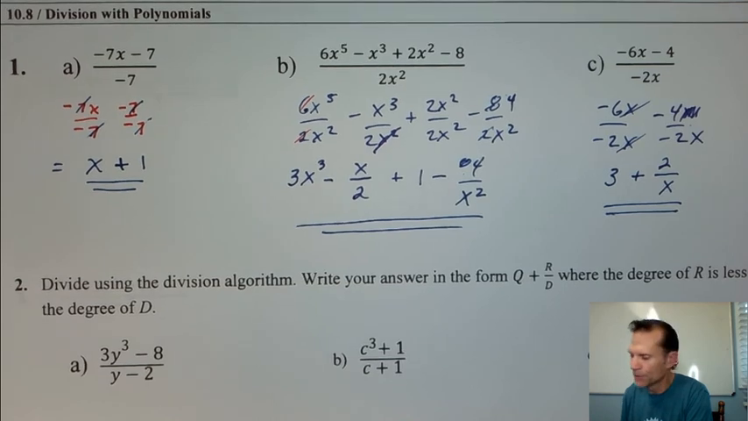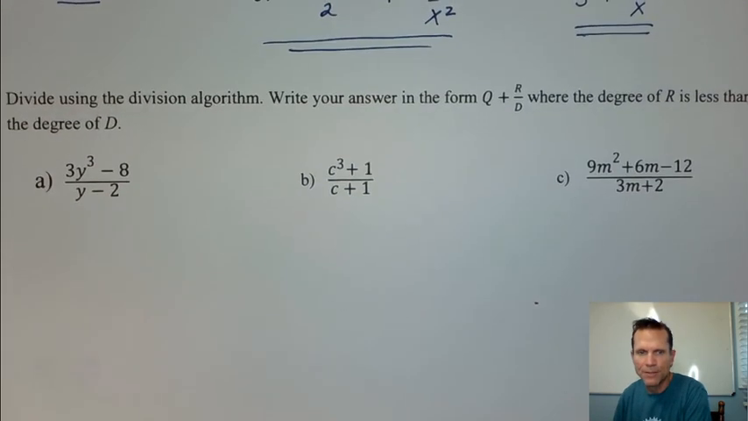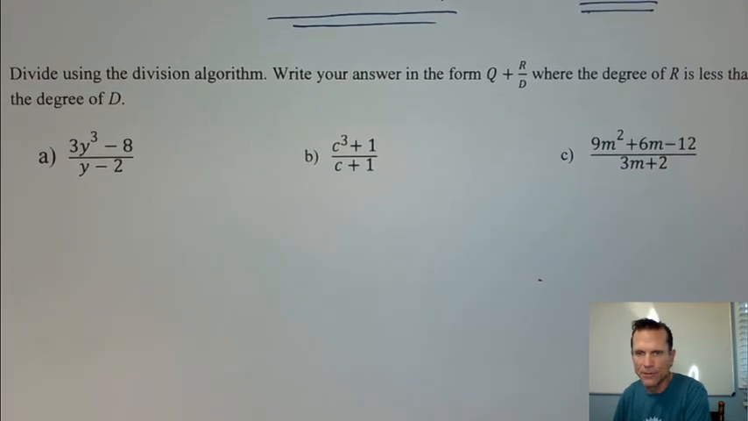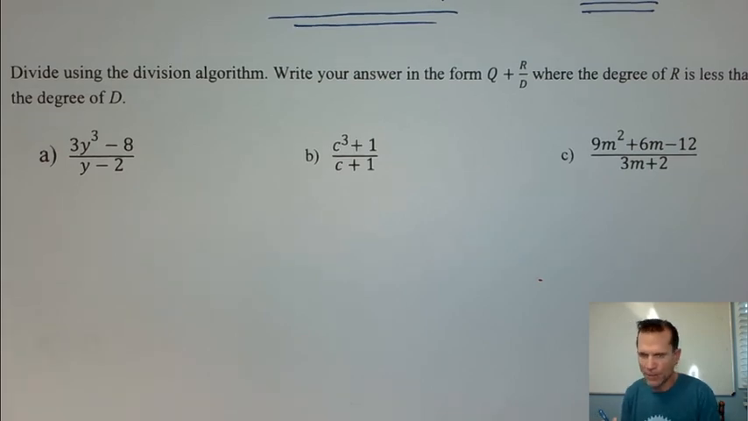So that's monomial division. Next up we have this binomial division, which gets a little more complicated, and we have to stay pretty organized.